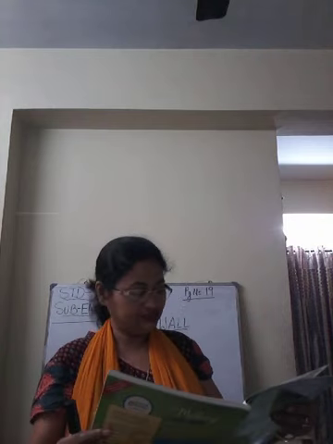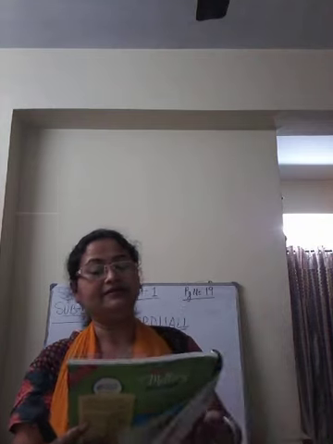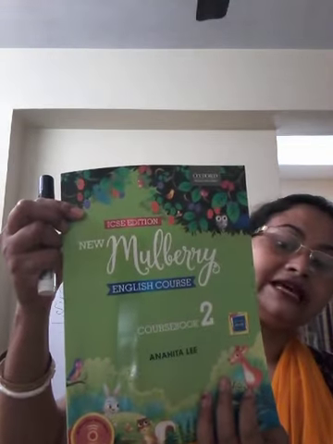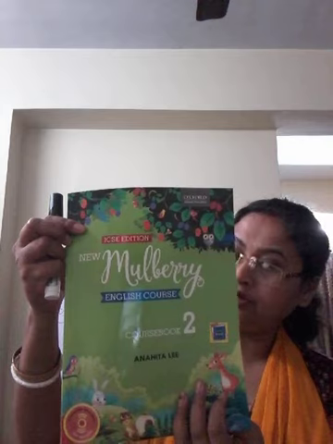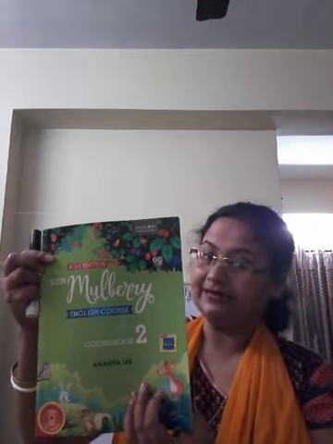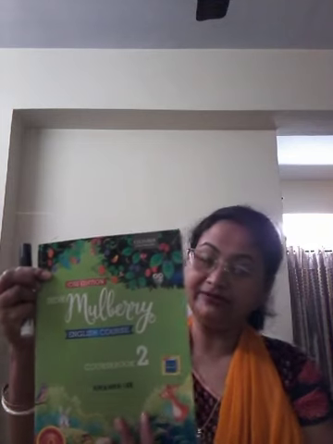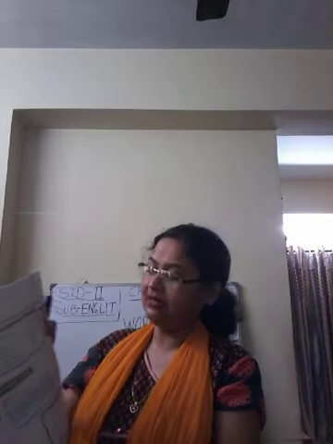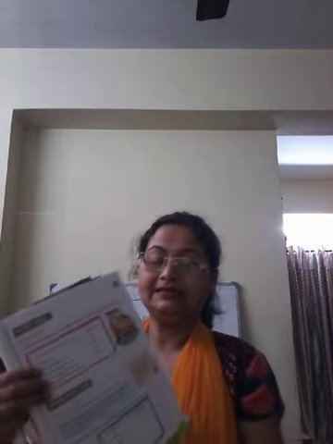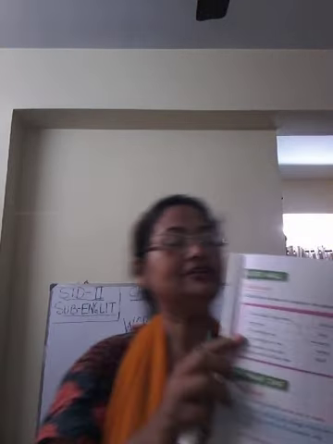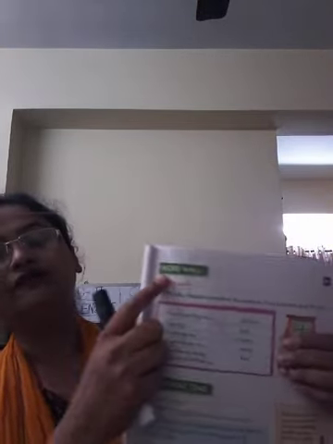Now today we will do page number 19. So children, this is your book. Take out your new Mulberry book, and keep a pencil and an eraser in your hand always, whenever we are doing the class. Clear? Now see, we will open page number 19, and we will do Word Wall.